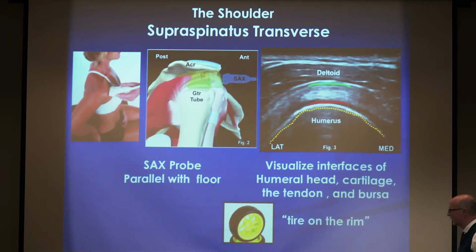So here's the image that's outlined for you again. Lateral, medial, humeral cortex, hyaline cartilage where the red margin is. In between is supraspinatus tendon. Here's the bursal interface, and there's the deltoid.